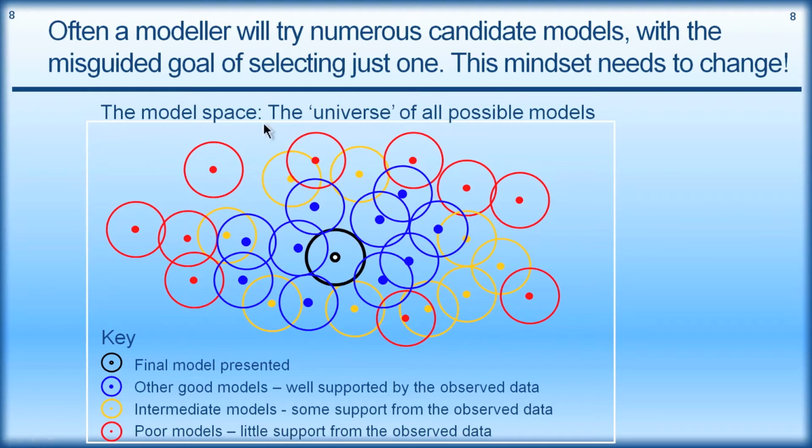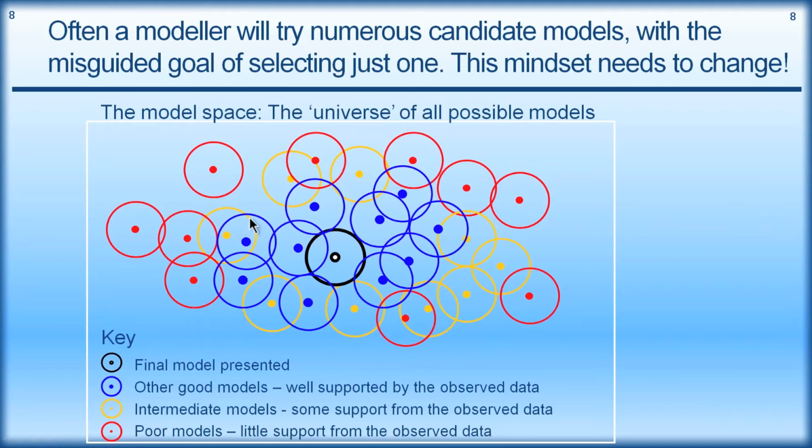We can think about this white box as being the model space, so the universe of all possible models we could have investigated. And this black circle in the middle represents the final model presented. But actually, around that, there are other very good models that are well supported by the observed data. This may have been the one that the analyst has picked out, but actually there are other very good models around that. And similarly, there are these defined here as intermediate models, where again there's some support from the observed data.